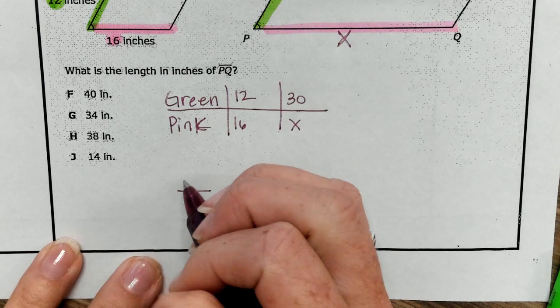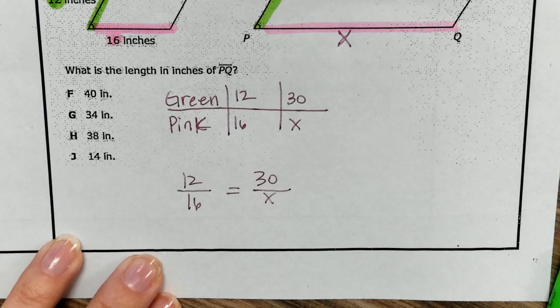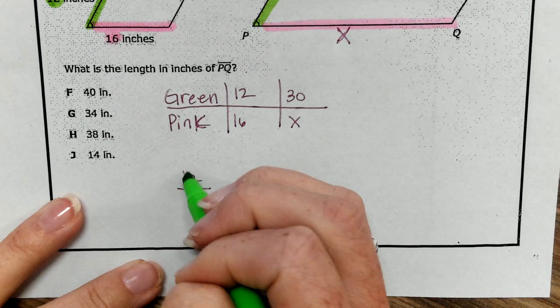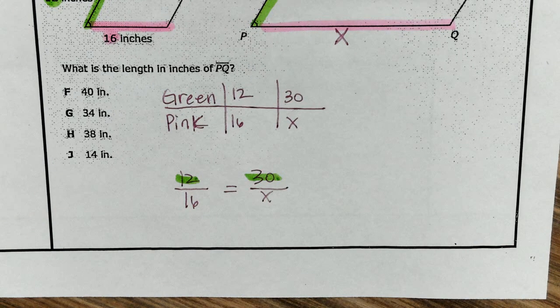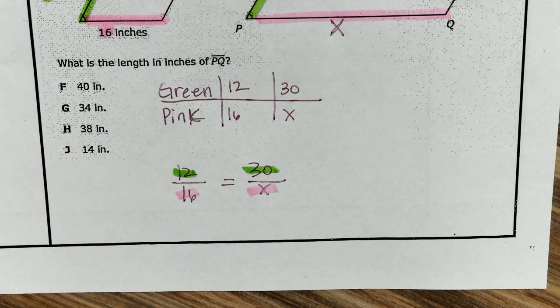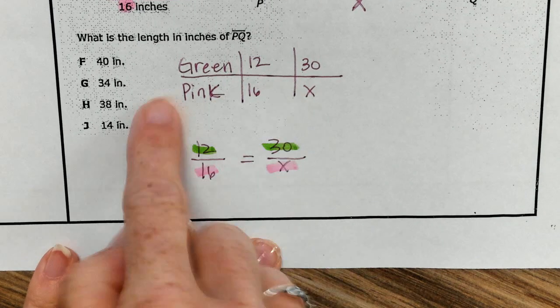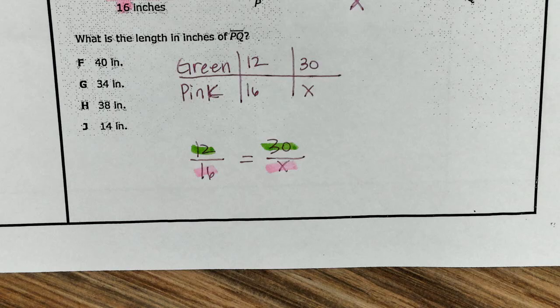So if they put 12 over 16 equals 30 over X, you would know they did green and green over pink and pink. Is this the exact same problem as the box? Yes or no? Could I cross multiply and divide? Could I simplify first? So what I need y'all to understand is if you're solving and you want to set up a box, it will always work.